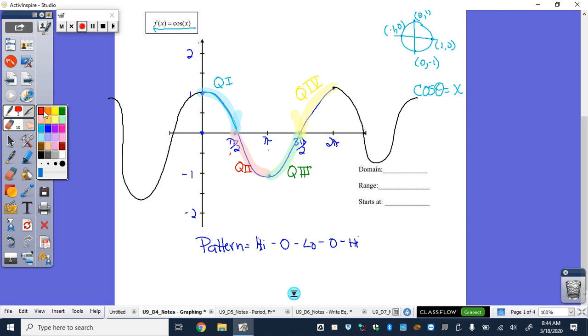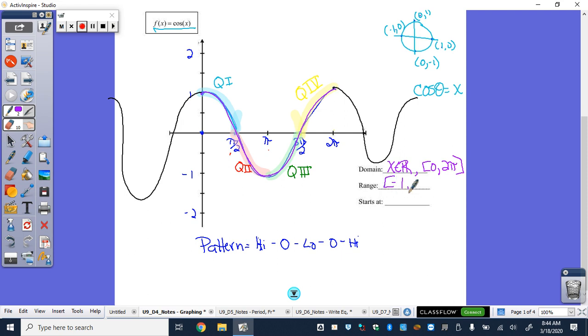So the domain for our cosine curve would be x is an element of the reals, because it does keep going. They didn't give us any restrictions. We, however, are looking at 0 to 2 pi. We just graphed one cycle of it, as they call it. High, 0, low, 0, high. That's one cycle. So that would have been 0 to 2 pi.